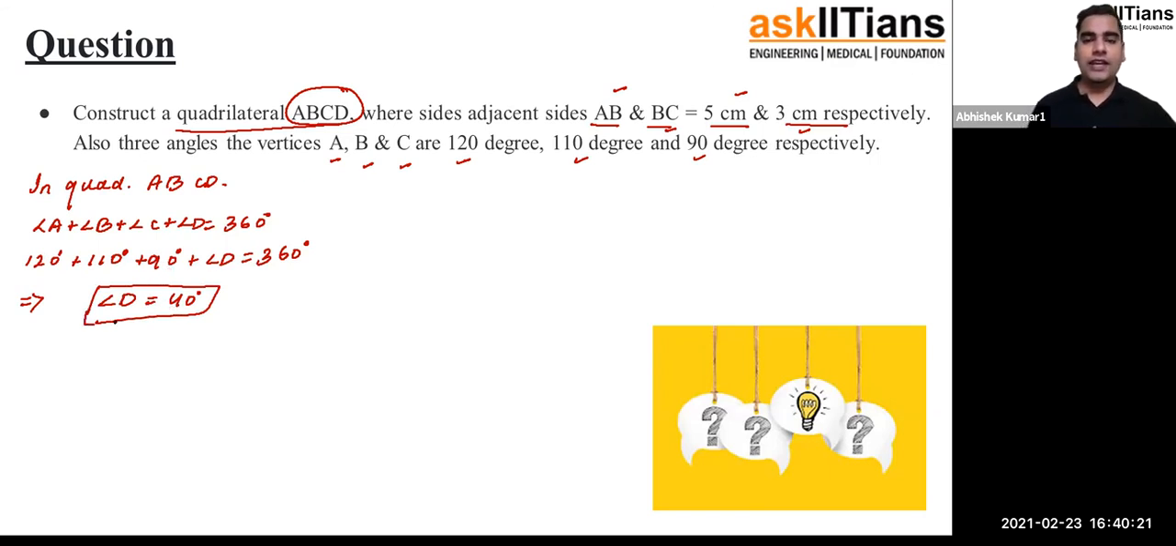Understood? Now let us understand how this quadrilateral can be drawn. We know the value of angle A, we know the value of angle B. Let's see.